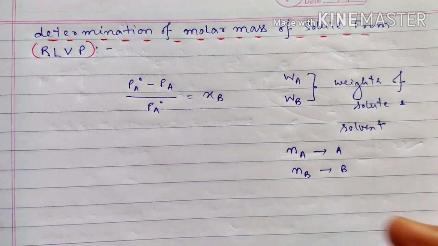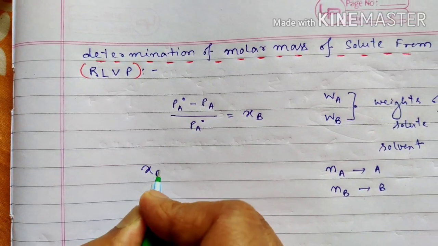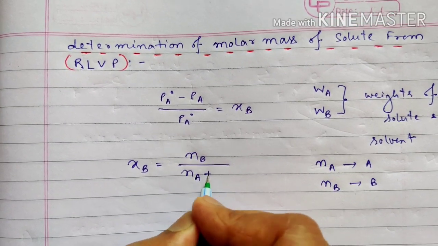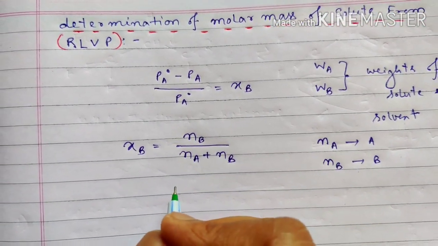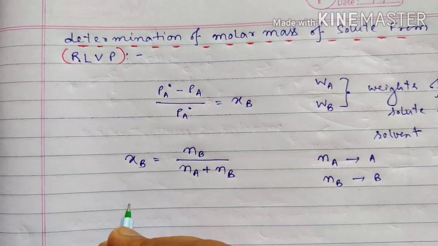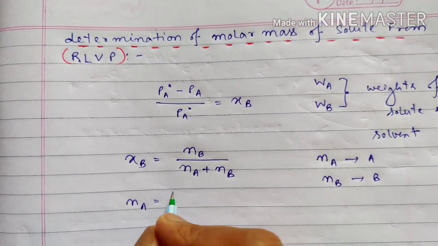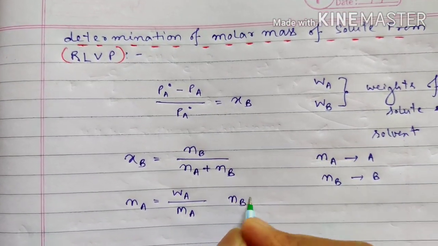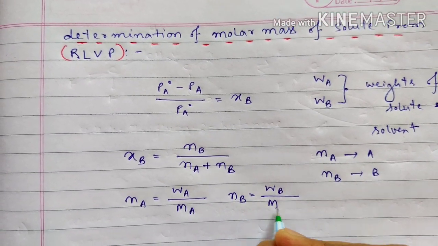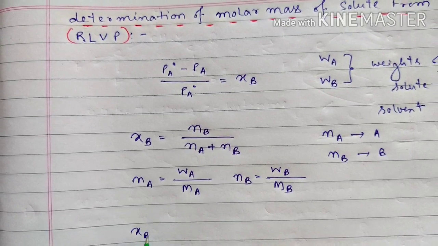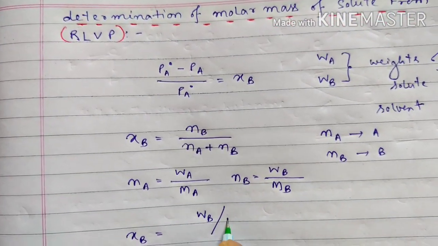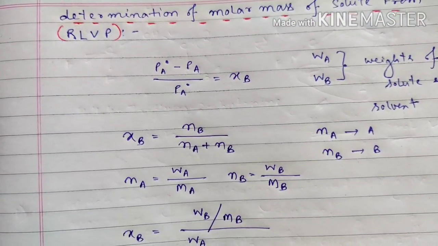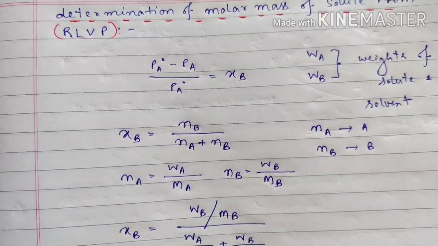If we consider this, then we should be able to write XB is equal to obviously the number of moles of B divided by the total moles, which is NA plus NB, because there are only two types of components. So we know that NA is the given mass by molar mass, and NB also WB by MB. Now XB, we should be able to write WB by MB divided by WA by MA plus WB by MB.